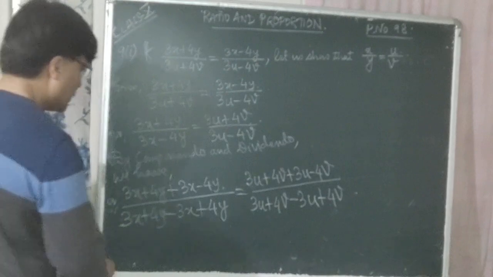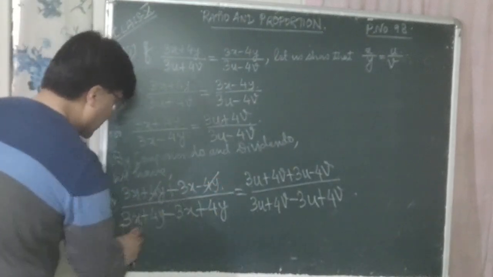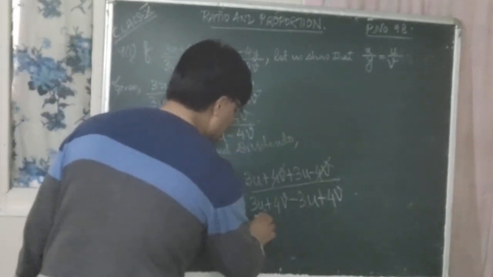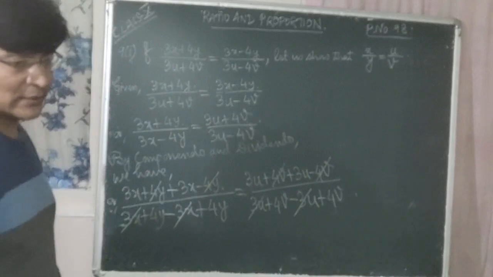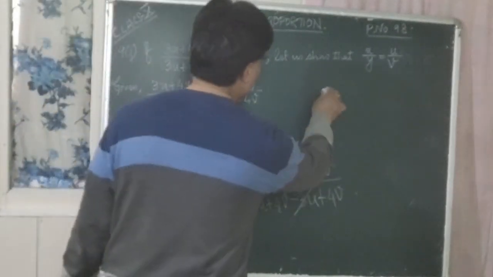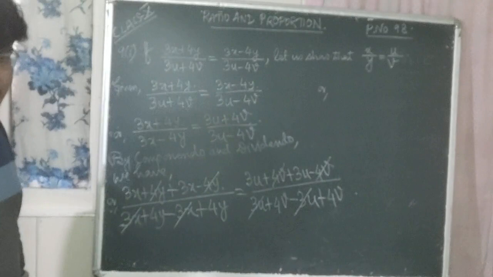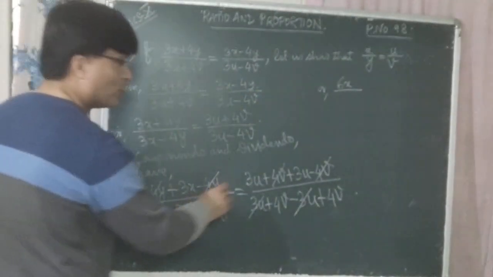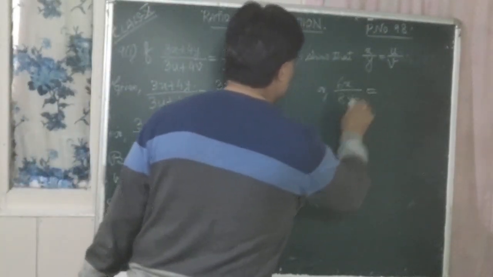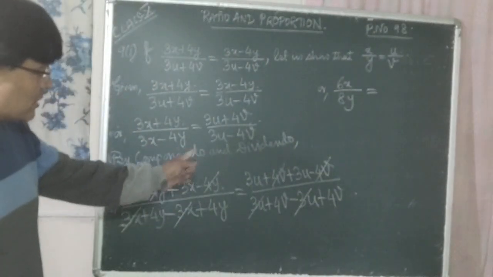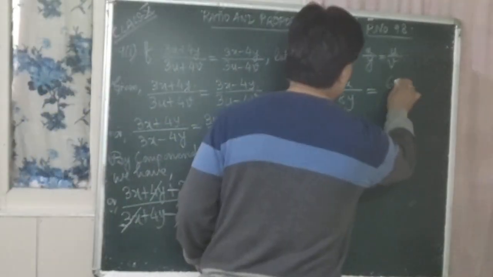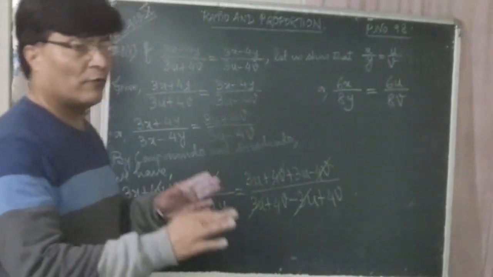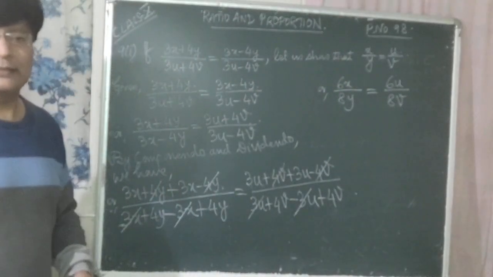Okay. So here you can cancel. This 4y gets cancelled. 3x also gets cancelled. So here also 4v gets cancelled. Here 3u gets cancelled. So what do we get? Now it is 3x plus 3x, same sign, add them, 6x. So it is 6x divided by 4y plus 4y, this is 8y, is equal to, next on the right hand side, 3u plus 3u, 6u, 6u divided by, what is 4v plus 4v? That is 8v.